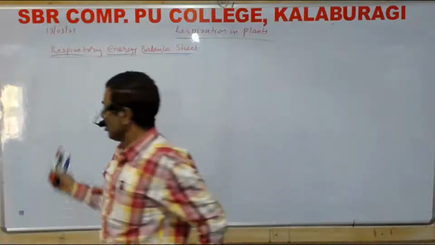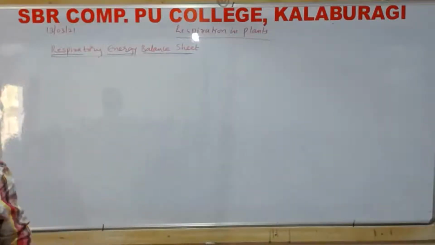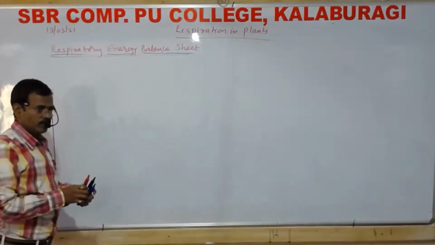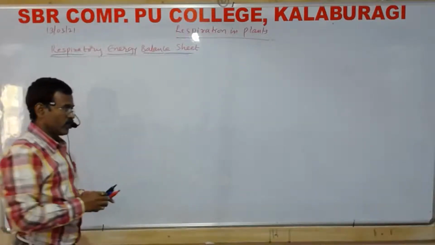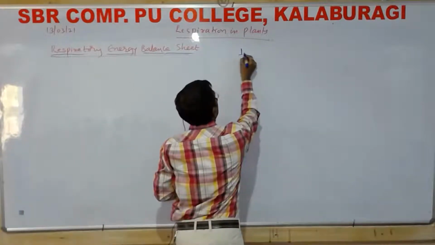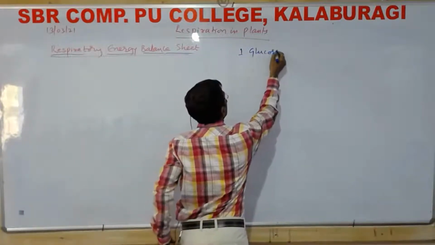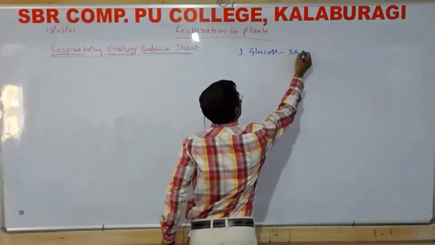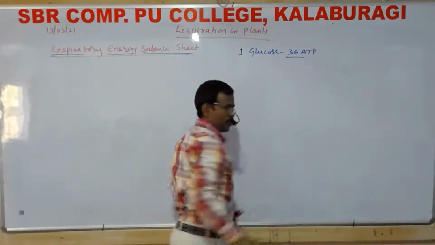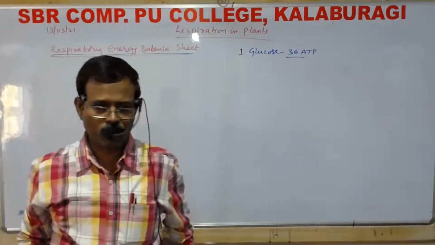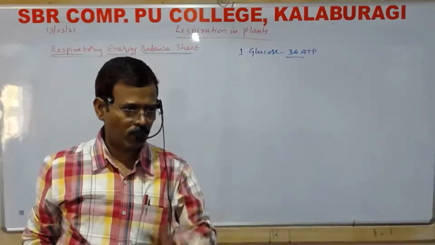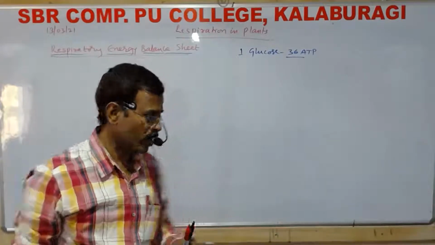Right? So in this class today we will discuss respiratory energy balance sheet and amphibolic pathway. These two concepts we will discuss. Now, in this respiratory energy balance sheet, we say that one glucose yields 36 ATP molecules. So on complete oxidation of one glucose, 36 ATP molecules will be produced, we say, right?